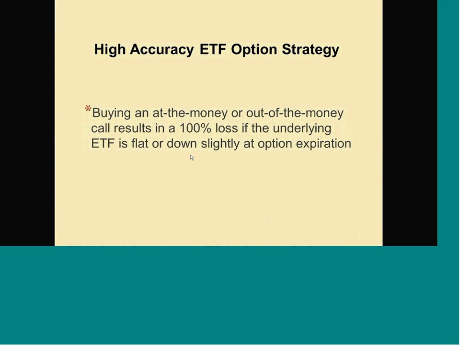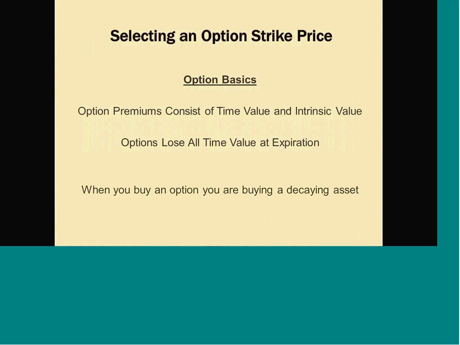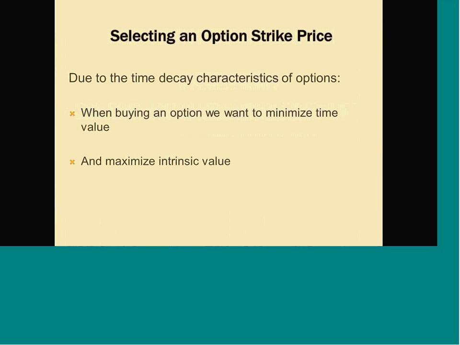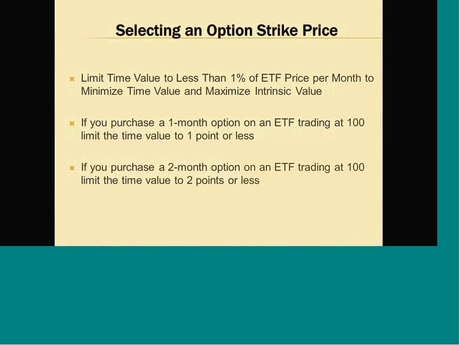And option premiums consist of time value and intrinsic value, and options lose all time value at expiration. So when you buy an option, you're buying a decaying asset, so you always want to keep that in mind. And due to the time decay characteristics of options, when you're buying an option, we want to minimize the time value, because that decays to 0, and we want to maximize the intrinsic value. So what I use is what I call the 1% rule, and we want to limit the time value portion of that option to less than 1% of the ETF price per month. And this will allow us to minimize time value and maximize intrinsic value.